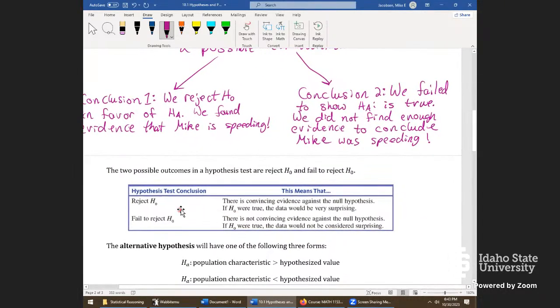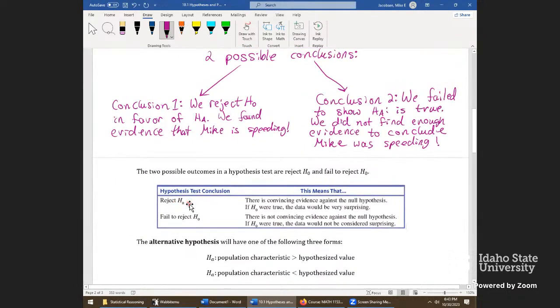She says, in hypothesis testing, the only two possible outcomes are you reject H naught. There's convincing evidence against the null hypothesis: if H naught were true, the data would be very surprising. So we say, well, H naught is probably not true. It must be an alternative instead. This is the bad one. If you fail to reject the null hypothesis, we would say there is not convincing evidence against the null hypothesis. If H naught were true, the data is not surprising for H naught being actually true in that case.